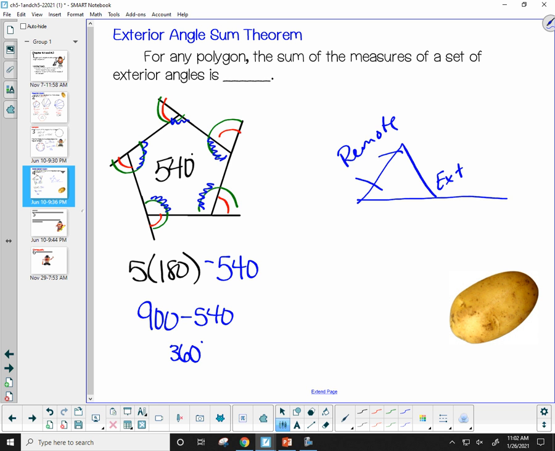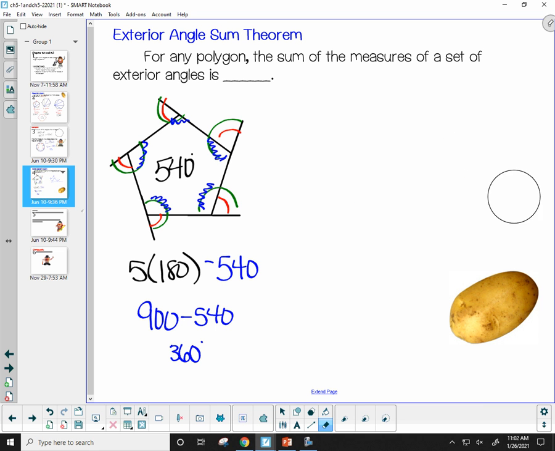Okay, so keeping in mind what we did here, we took all of my linear pairs in that figure and subtracted the sum of the interiors to get the sum of the exteriors. So we're going to do that together for an n-gon. We've got an n-gon, meaning any number of sides. So if I say number of sides, we're going to put an n. We're going to look at this from an n-gon standpoint.